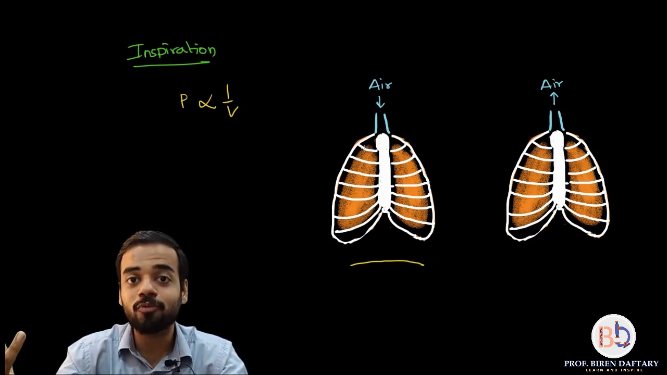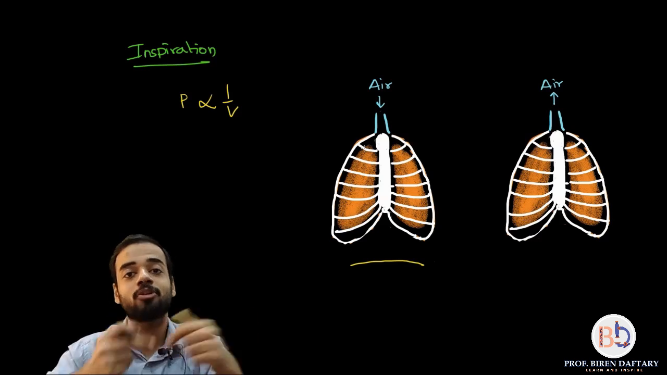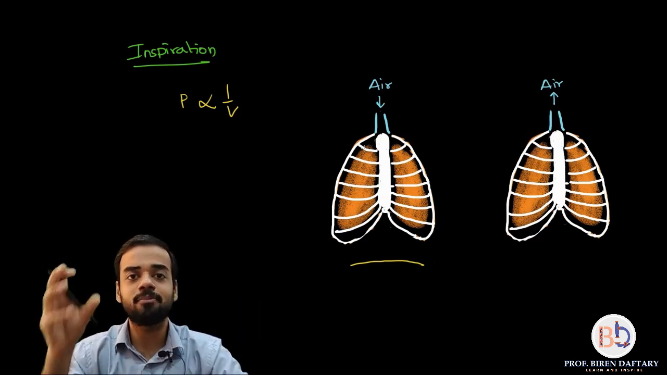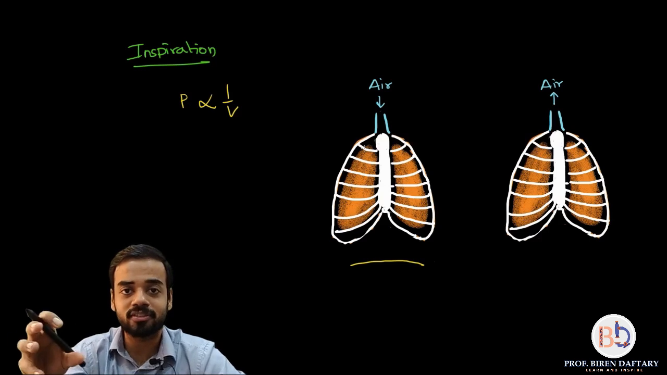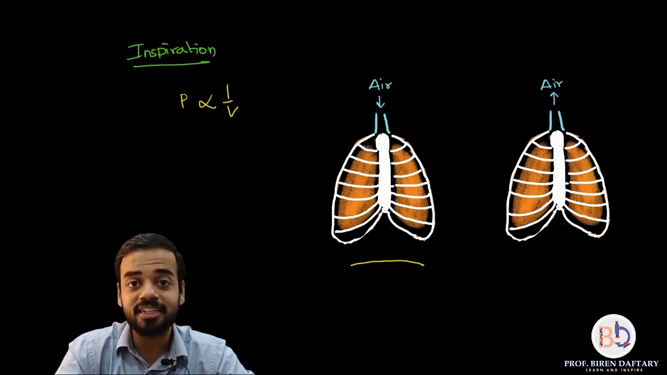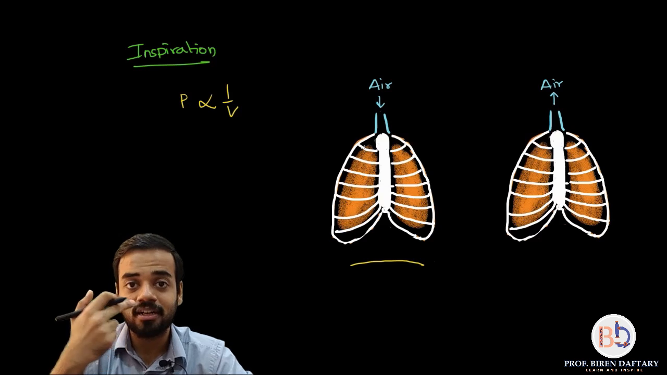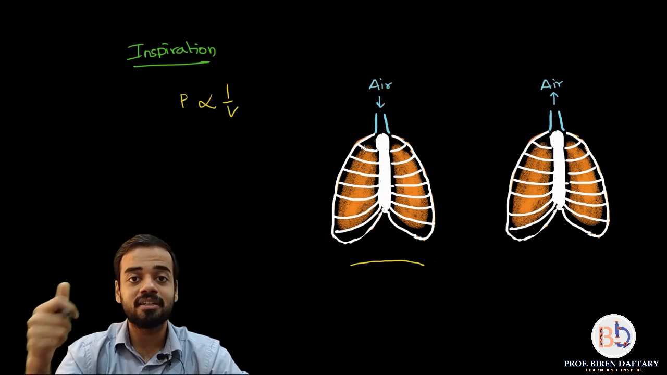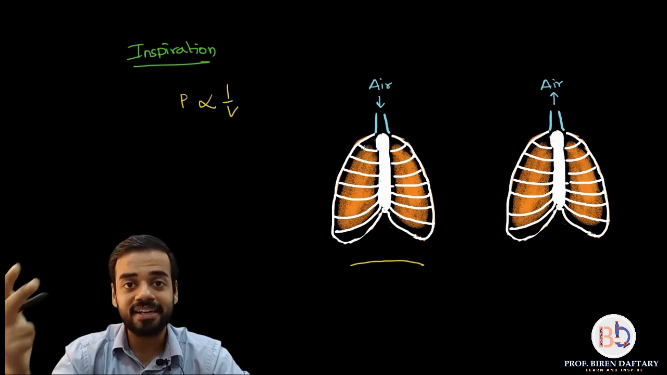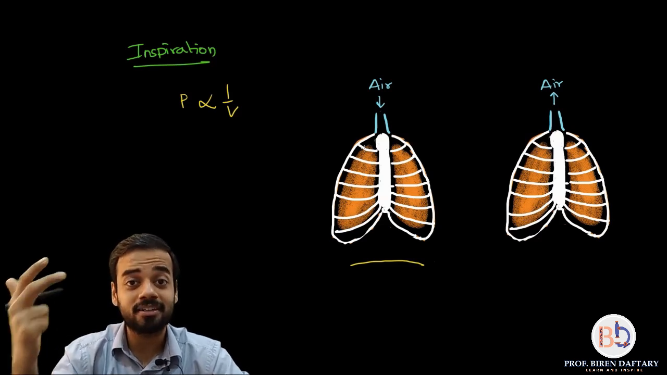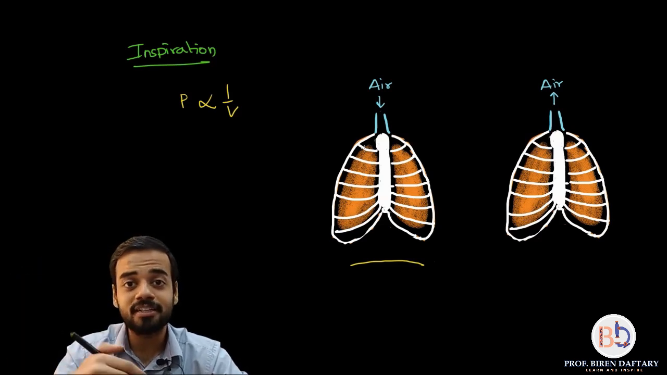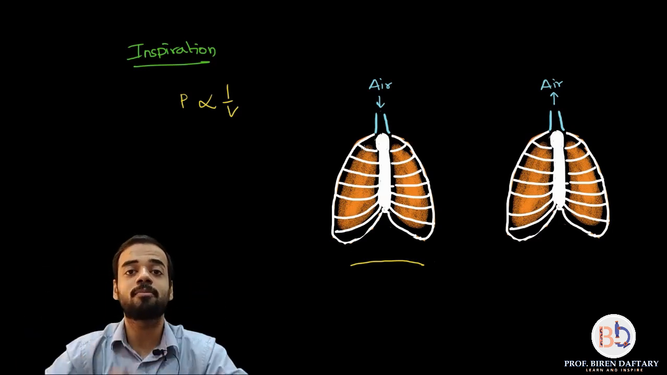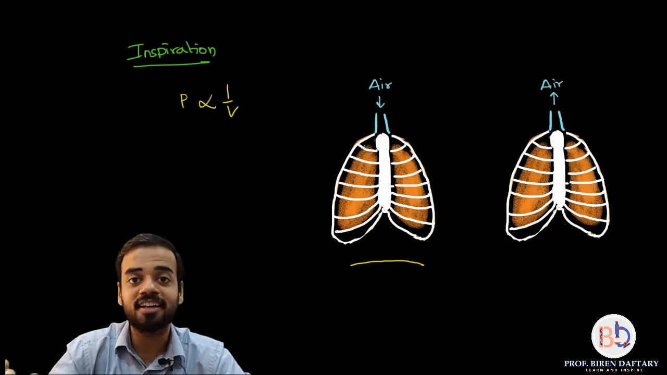So air will move from where to where? It will obviously move from higher pressure to lower pressure. It is just like diffusion. Any molecule will move from higher concentration to lower concentration. So the air will rush into the external nares or the nostrils, travel through the nasal chamber, internal nares. Then can you remember the parts? Nasopharynx, oropharynx, laryngopharynx, larynx, trachea, primary bronchi, secondary bronchi, tertiary bronchi, bronchioles, finally the alveoli, and each alveolus will fill up like a balloon.